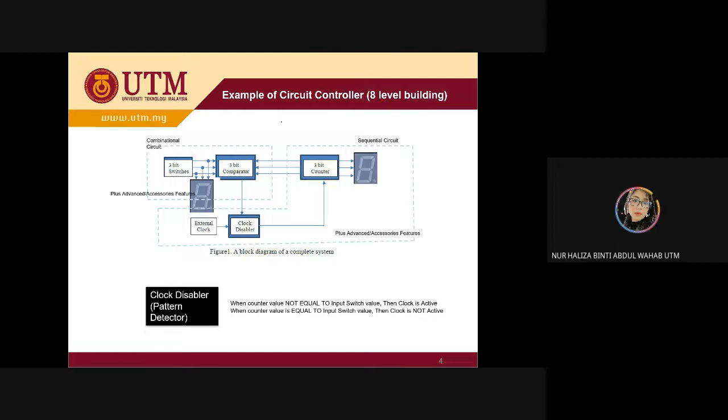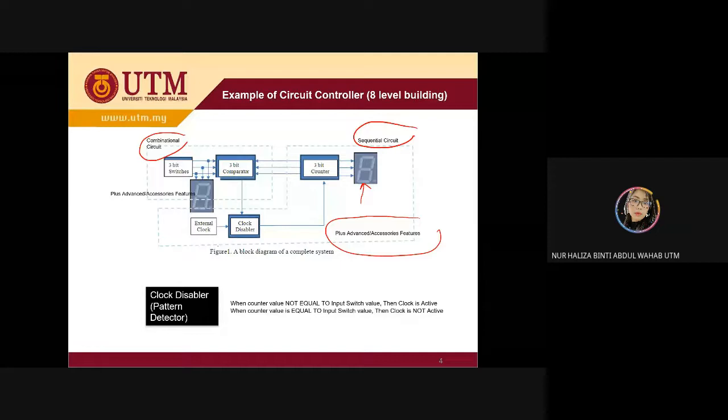You have here a combination circuit, you have a sequential circuit, and you can also add other advantageous features, which is your display, clock. So you can see the extra features you add here is the display.